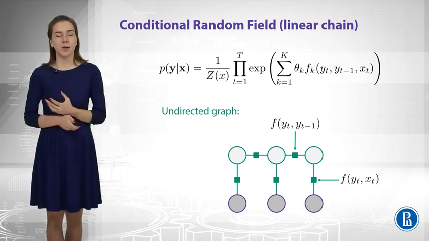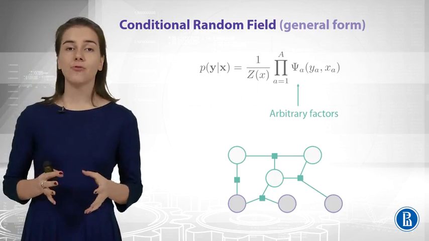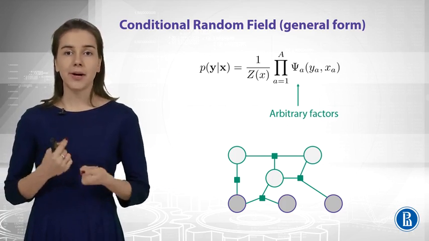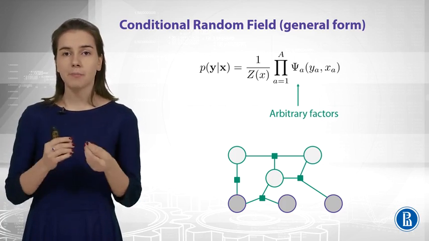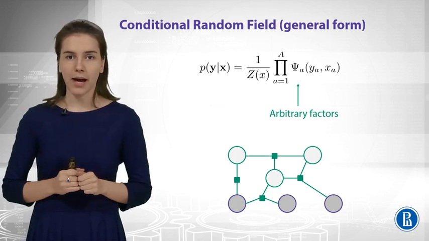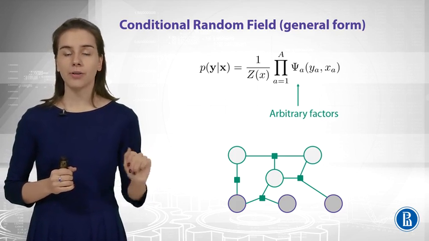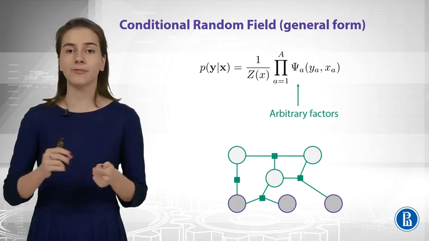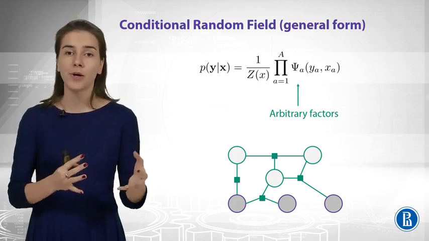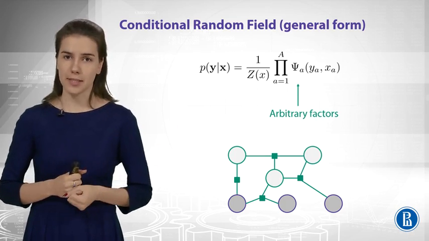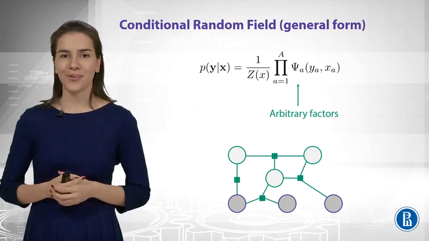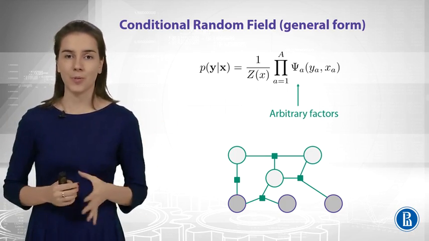Obviously, I could have something more complicated. So a general form of conditional random field would look like that. You have some arbitrary factors that depend on some groups of y variables and x variables. In the picture, these small green boxes would stand for different factors. Then you multiply them, and then you normalize them, and you get your probabilities. So this is a rather general model, and maybe you are already lost with all those options.